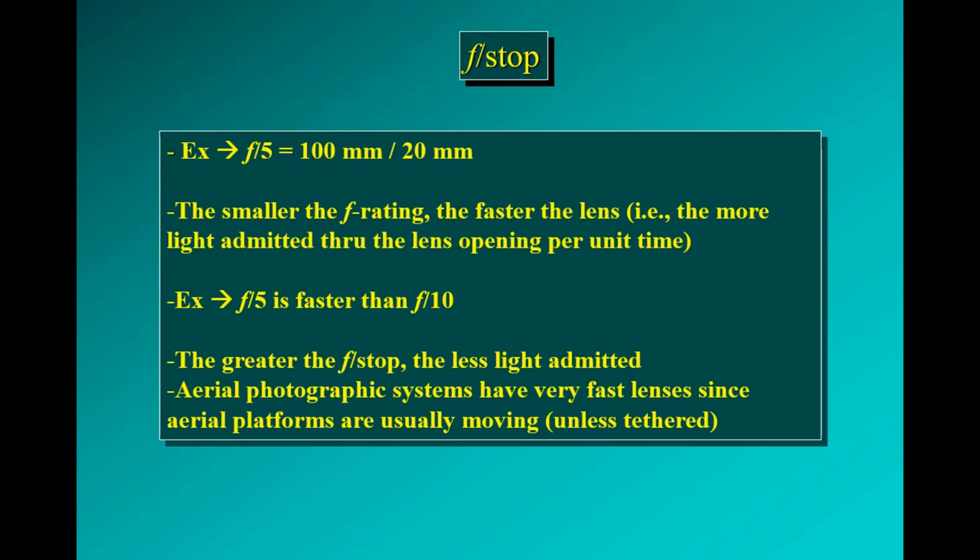And aerial photographic systems typically have very fast lenses because aerial platforms are usually going to be moving, potentially at a relatively high speed, unless it is a tethered sort of platform. Say it's a tethered balloon or something. But generally, if it's an aircraft-based system, again, we're going to want to have a very fast lens. Why? Well, a fast lens will tend to stop action, and we don't have then a smearing effect. We would certainly want to avoid that. And fast lenses are often used with very sensitive types of film.